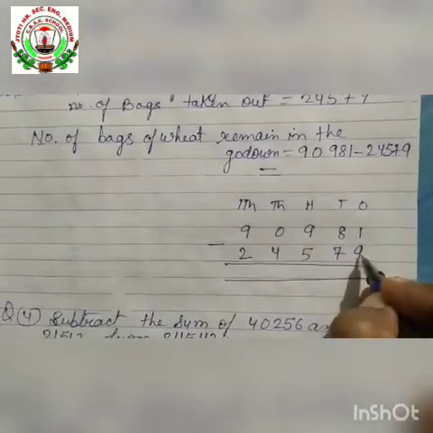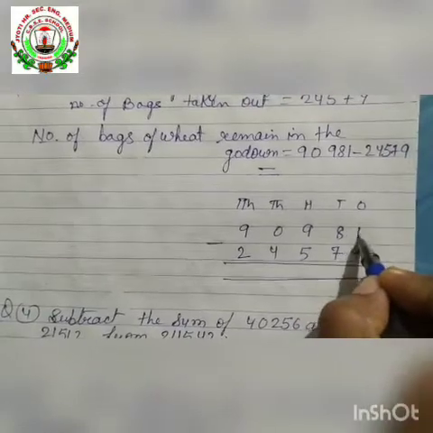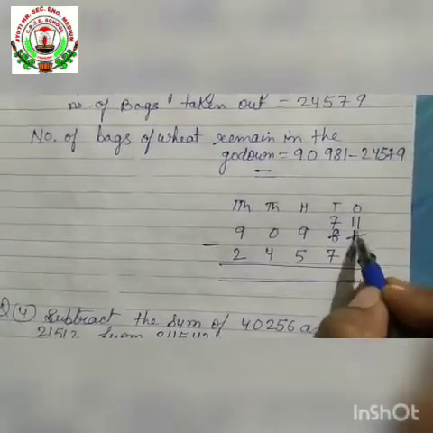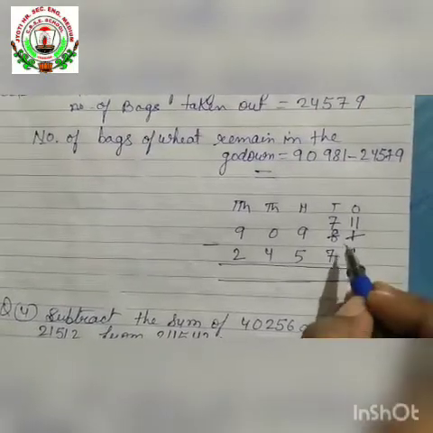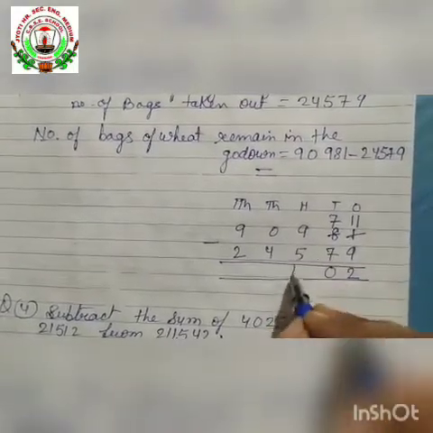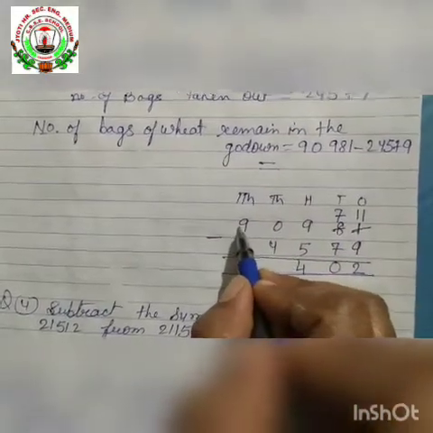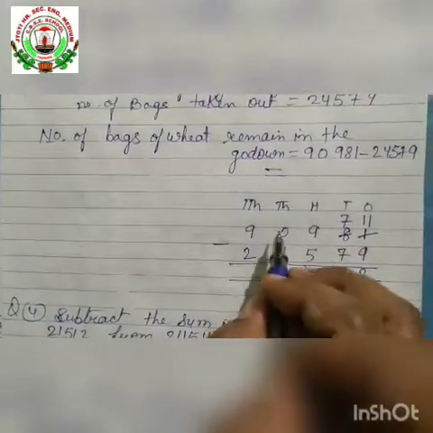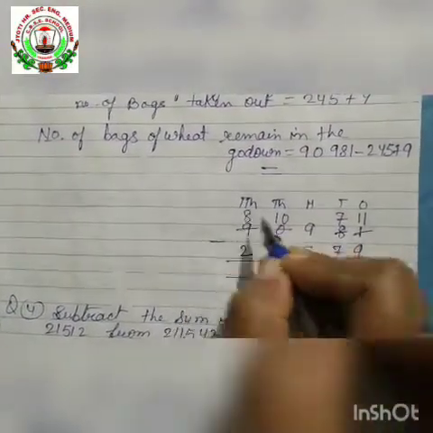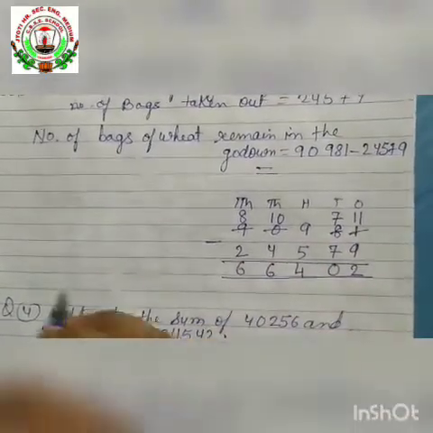1 is less than 9, so we will borrow from the tens place. It becomes 11, and the tens becomes 7. 11 minus 9 is 2, 7 minus 7 is 0. Now 9 minus 5 is 4. Here 0 is less than 4, so we again borrow from 10,000. It becomes 10 and the 9 becomes 8. 10 minus 4 is 6. 8 minus 2 is 6.